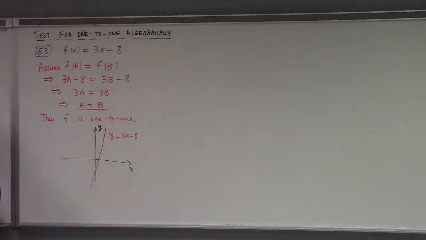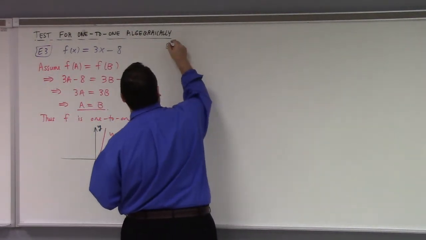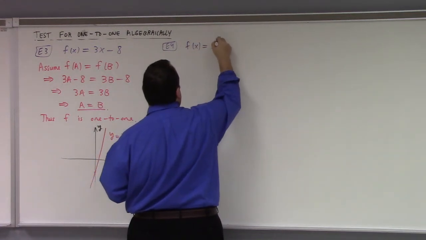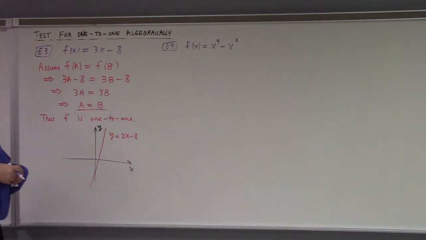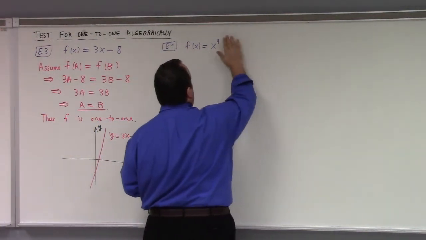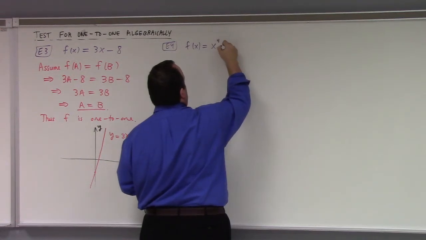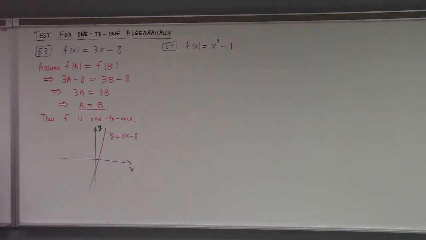Let's do another algebraic one. Example 4, we could look at, for example, f of x equals x to the 4th minus x squared. Oh, I'm sorry, that's too much. Let me just do x to the 4th. Oh, fine, x to the 4th minus 1. There we go. Let's see if this function is one-to-one. Let's try to do it algebraically. Let's see how that goes.